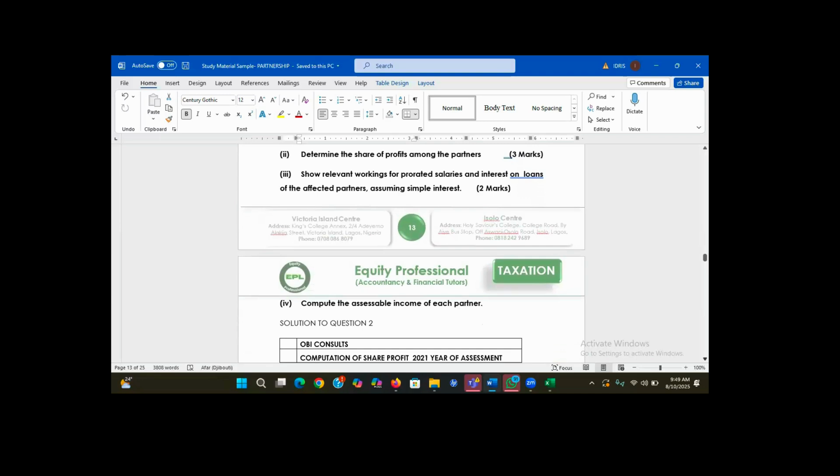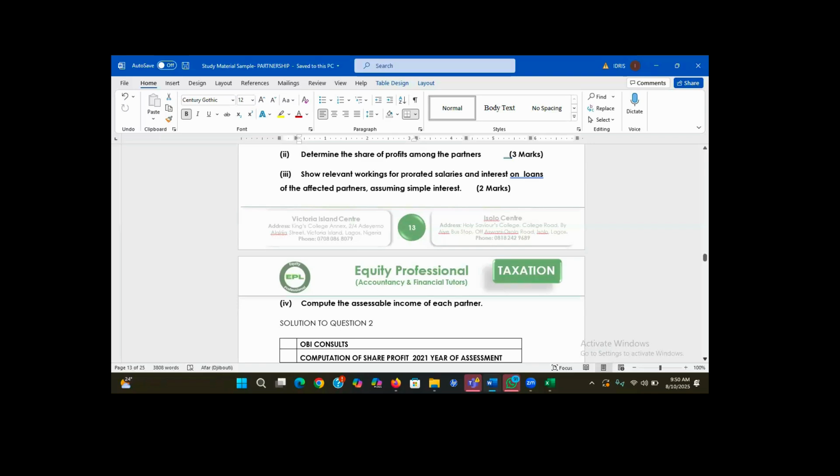The last part of the question: compute the assessable income of each partner. Assessable income of each partner means total income. Total income is different from chargeable income, so don't misquote me. Total income before you take out tax exempt items, that is the assessable income. Do you understand me?